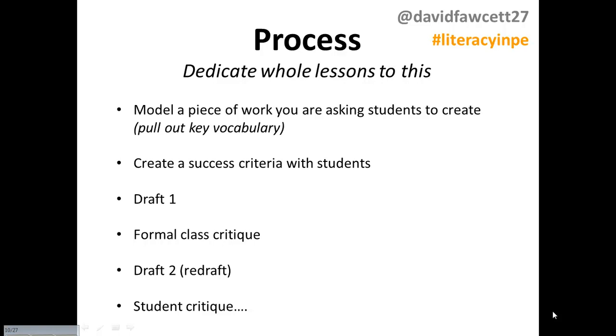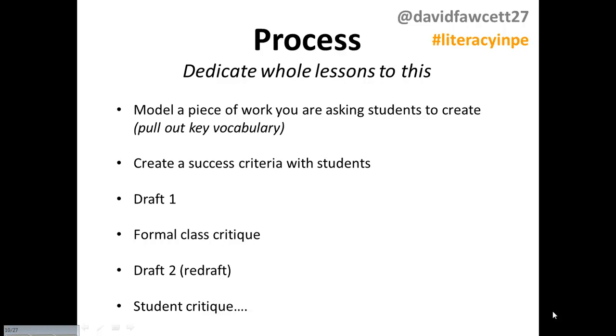Students then brought back to a timetabled time, so we had a calendar, and on a specific date we came back and we had a formal class critique, and students brought their first draft. In that lesson, I modelled how to critique with the student's piece of work. And I got it up on the board, I used a visualizer so the whole class could see his piece of work, and I broke it down and critiqued it and showed students exactly how to do it.